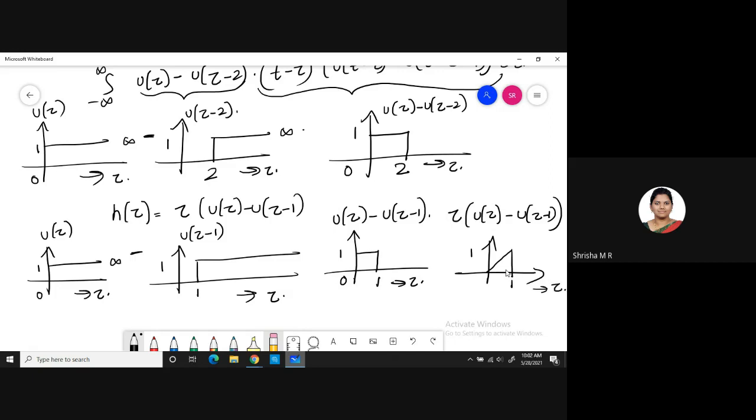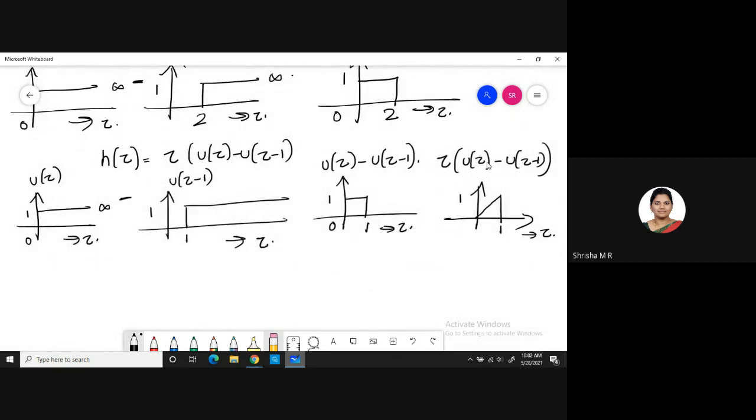Did everyone get this? How did we plot tau into u of tau minus u of tau minus 1? At tau is equal to 0, it is 0. At tau is equal to 1, it is 1. Got it, everyone? Is it clear? So this is h of tau, which is nothing but tau into u of tau minus u of tau minus 1.